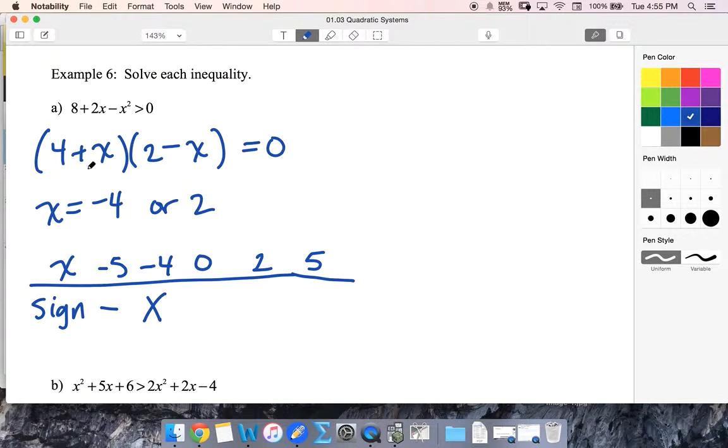At 0, I'm going to have positive times negative, which is going to make negative. At 2, it's going to be 0. 5, I'm going to have positive times negative, and something is wrong here, because they shouldn't all be negative. Except that maybe they are all negative, because this parabola points down. I wonder where the vertex is. Let's go look at that one.